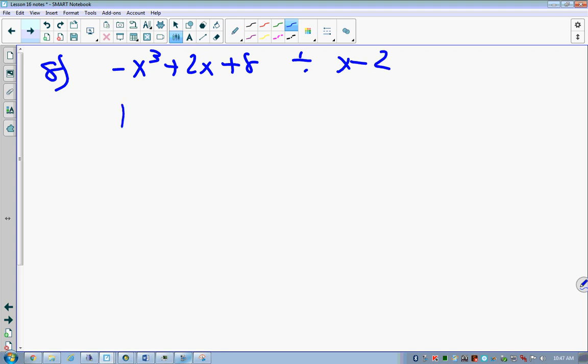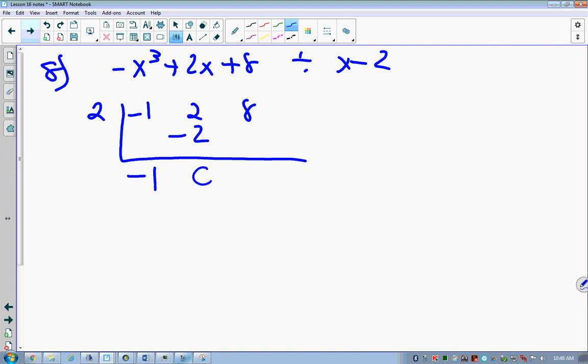All right, so if I set this up in synthetic division, I'm going to do negative 1, 2, and 8, correct? We take the coefficients, and then what we divide by is the solution to x minus 2. So we're saying that x minus 2 equals 0, so we add 2 to the other side, so x equals 2. Does that make sense? So we're actually going to divide by 2. I bring down the negative 1. 2 times negative 1 is negative 2, so I put that right there. Negative 2 plus 2 should be 0. 2 times 0 is 0. 8 plus 0 is 8. So I should wind up with negative x squared.